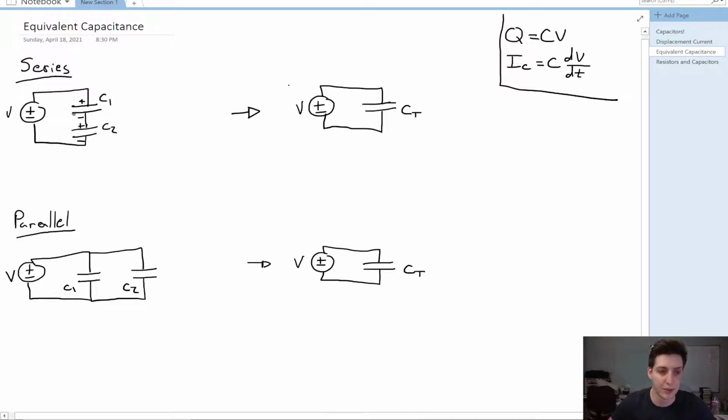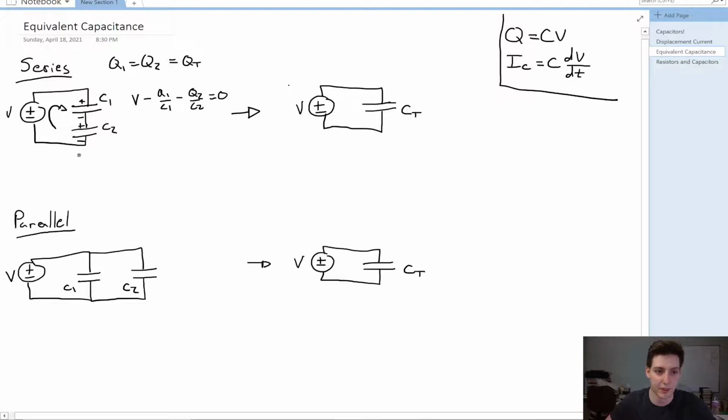What we can say from this is that the charge on the first capacitor is equal to the charge on the second capacitor, which is equal to the total charge. So we can do a KVL around this loop, and what we can say is that V minus Q1 over C1 minus Q2 over C2 is equal to 0.